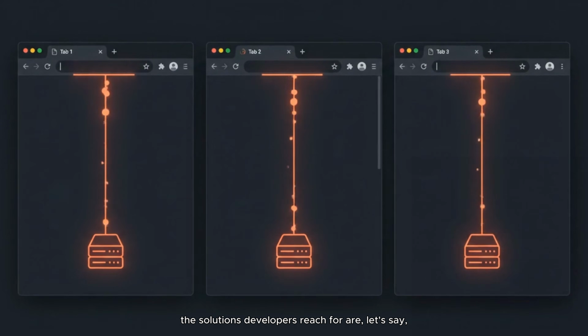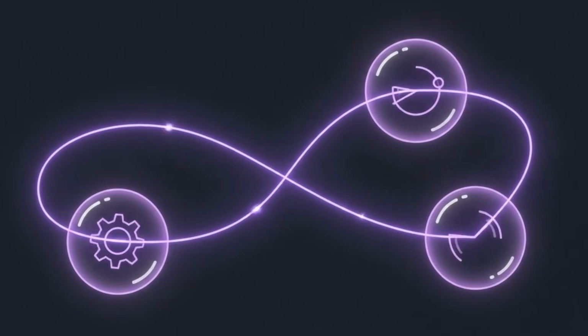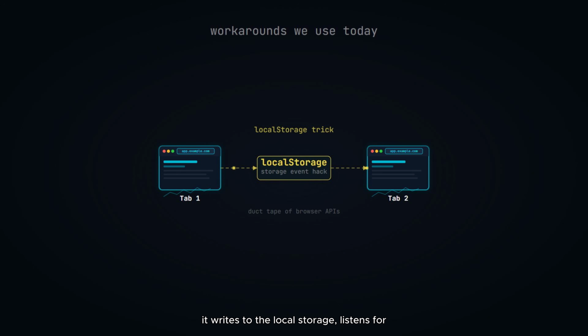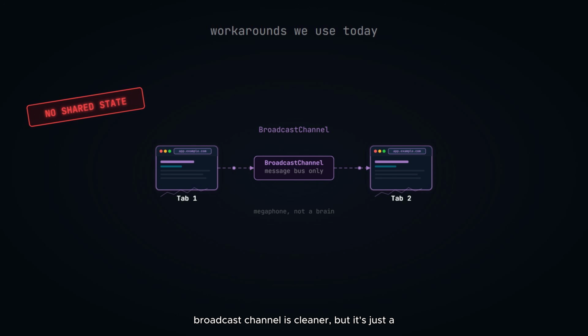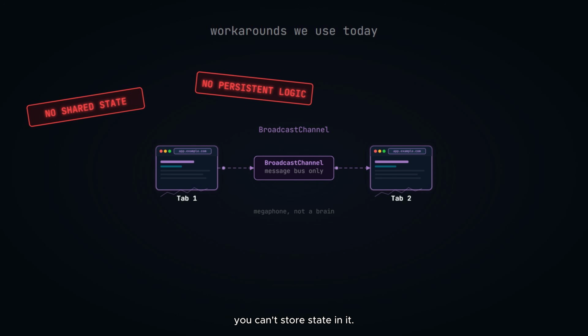The solutions developers reach for are, let's say, creative. The localStorage trick: write to localStorage, listen for the storage event in other tabs. It works. It's also the duct tape of browser APIs. BroadcastChannel is cleaner, but it's just a message bus. You can't store state in it, you can't hold a WebSocket in it, you can't run logic in it. It's a megaphone, not a brain.